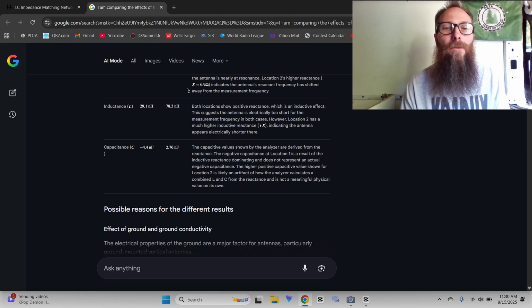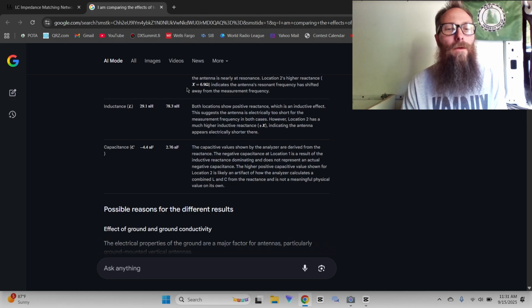The negative capacitance at location 1 is a result of the inductive reactance dominating and does not represent the actual negative capacitance. The higher positive capacitance value shown for location 2 is likely an artifact of how the antenna analyzer calculates the combined L and C from the reactance and is not a meaningful physical value on its own.